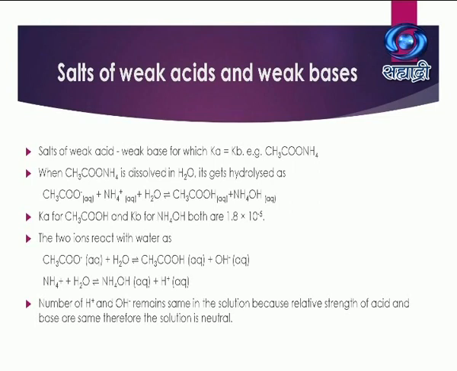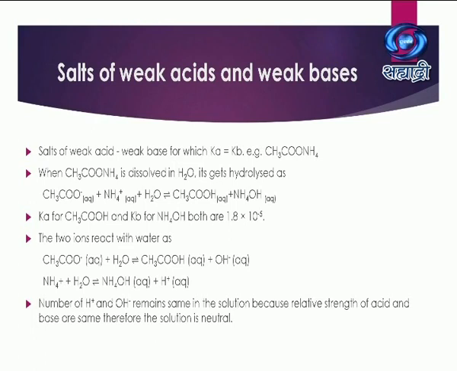So let's consider the first example, ammonium acetate, where Ka is equal to Kb. Ammonium acetate has a weak acid, acetic acid, and a weak base, NH4OH. So the hydrolysis equilibrium is acetate ions plus NH4 plus ions plus H2O reversibly gives acetic acid and ammonium hydroxide. Now the dissociation constant Ka of acetic acid is 1.8 into 10 raised to minus 5, and Kb, the dissociation constant of NH4OH, is also 1.8 into 10 raised to minus 5.